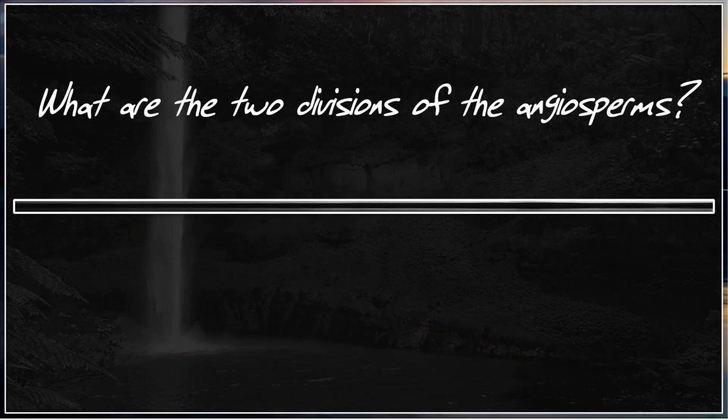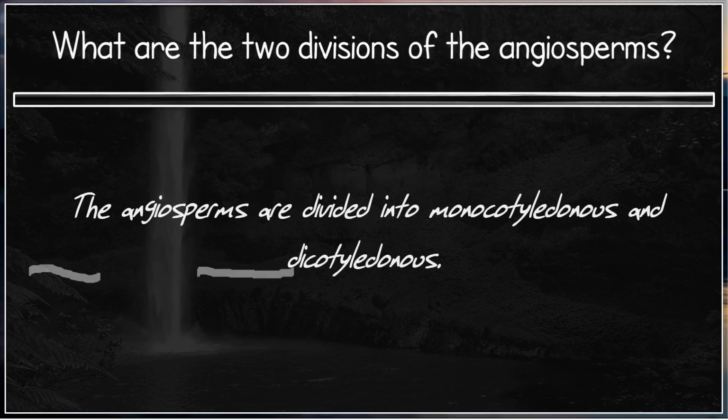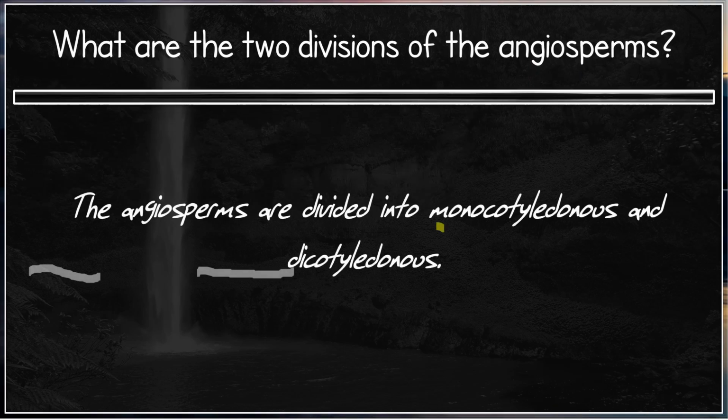What are the two divisions of angiosperms? Angiosperms are divided into monocotyledonous and dicotyledonous.